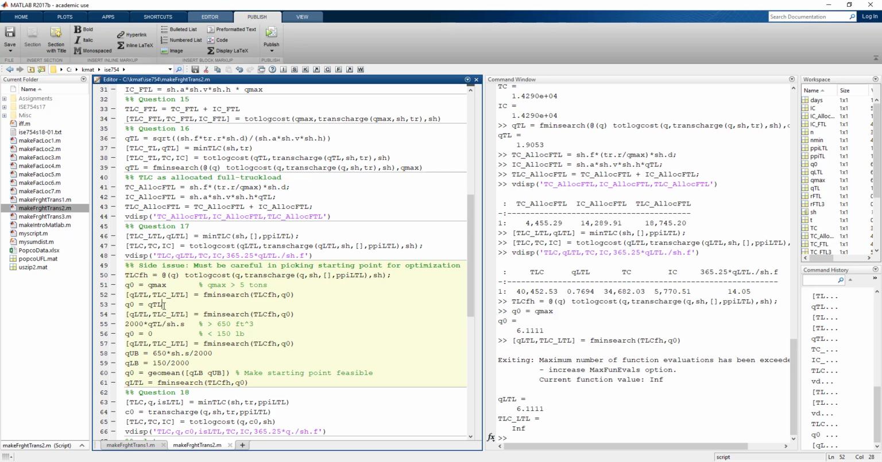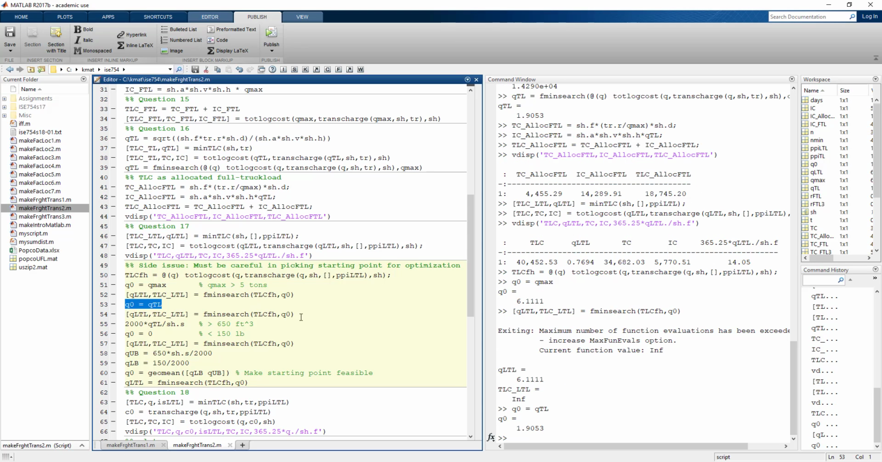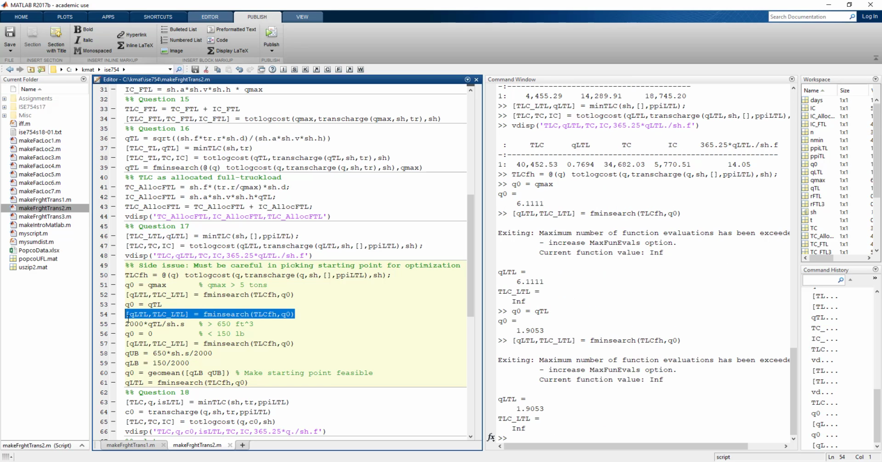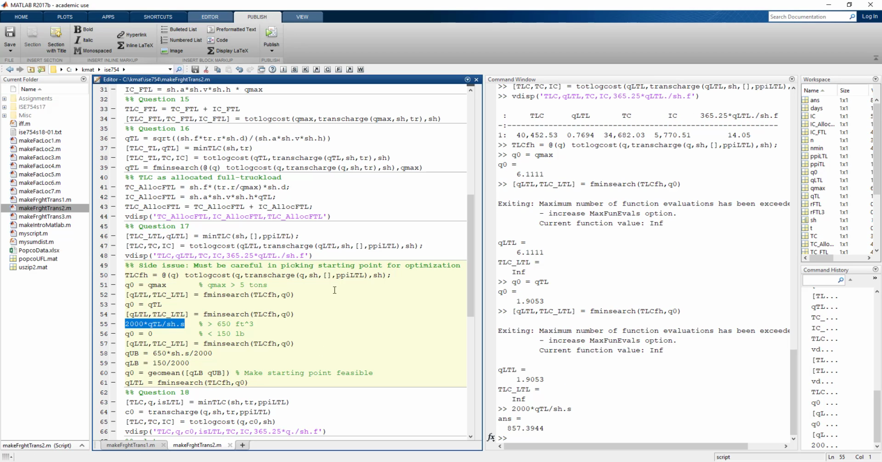So instead of that, you might think, let me just take my truckload size. That's less than 5 tons. It's only 1.9 tons as a starting point. And if I do that, I basically get the same thing. I'm getting infinity as a result. And the reason in that case is actually to do with the cubic volume. If I take the 1.9 tons and convert it into the total cubic volume, it's over 850 cubic feet of volume. And for LTL shipments, they have to be less than 650 cubic feet. Anything greater than that is not feasible.